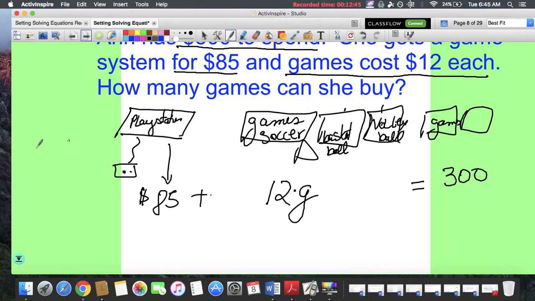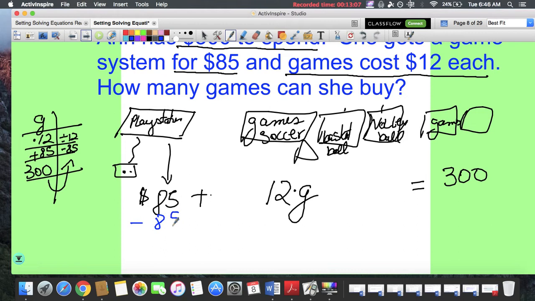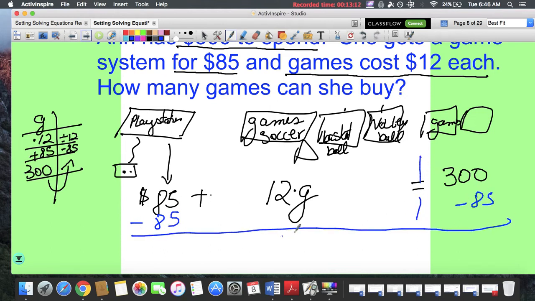So let's figure this out. So here we go, our story. We have a variable G, which is being multiplied by 12, and then plus 85, and then equal 300. Using the inverse operation, we're going to do minus 85 and then divide by 12. So let's do that. So minus 85 over here. Let's draw a line in the middle. This goes bye-bye, and then I have 12G here. And 300 minus 85 is 215.